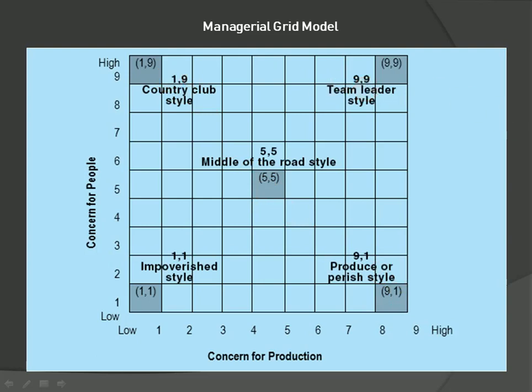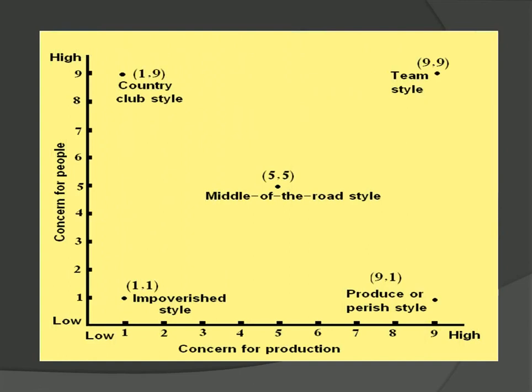In some books you may find the model like this. This is an x-axis, this is a y-axis, and all these 5 positions are identified here as well. Later, all these coordinates were named: 1 on 1 is named the improvised style, or sometimes improvised management. 9 on 1 is named the producer style. 5 on 5 is named the middle of the road style, as this is in the middle of the grid. 1 on 9 is named the country club style, and 9 on 9 is named the team style. Now let's discuss all these coordinates one by one.